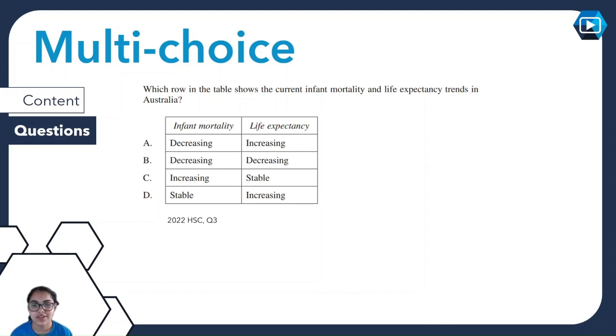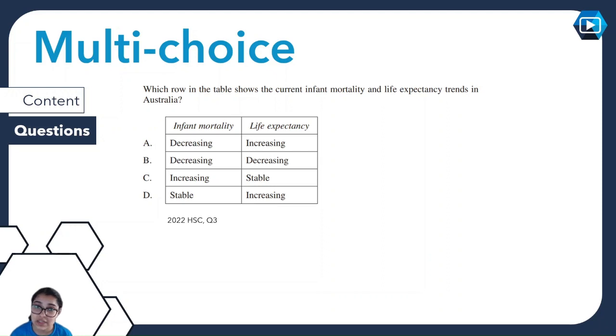In this case, we can see there are 4 options. Infant mortality rate is decreasing, decreasing, increasing, or stable, and the life expectancy rate is increasing, decreasing, stable, or increasing. So we need to consider which two essentially fit here. For infant mortality rate, think about the fact that in Australia we obviously have public healthcare now, and we're also seeing lots of technological innovation, and we have been seeing that innovation for the last couple of decades. And so as a result, generally the infant mortality rate would be decreasing for Australia.